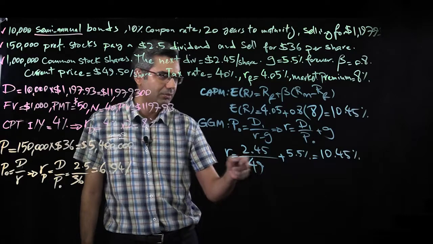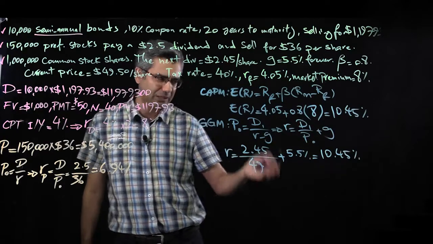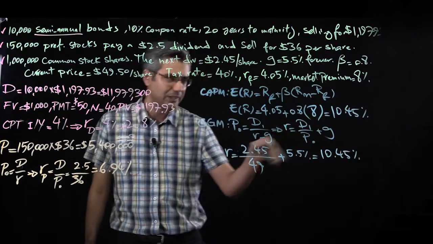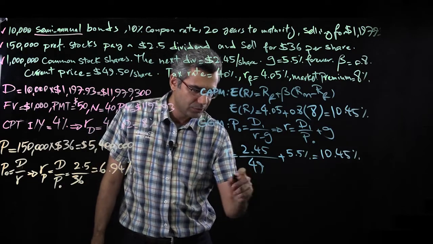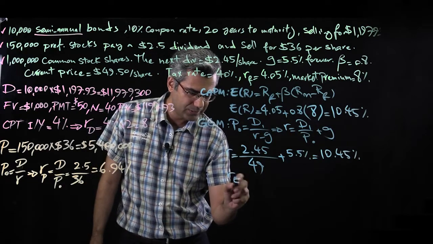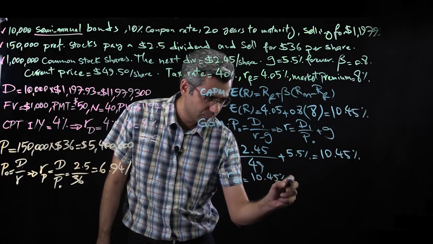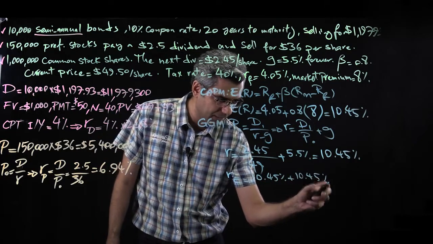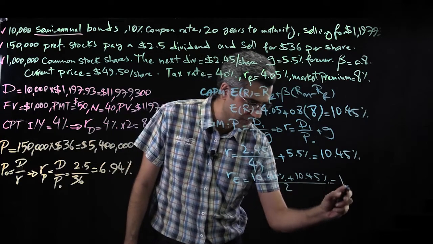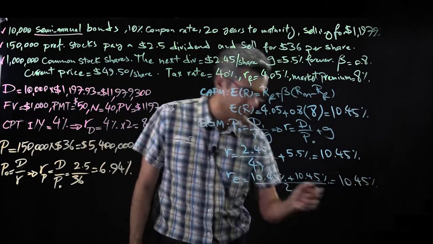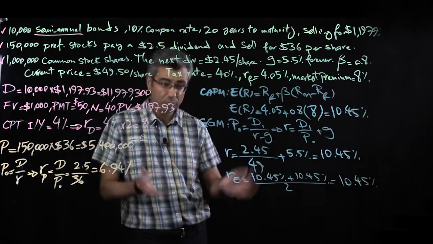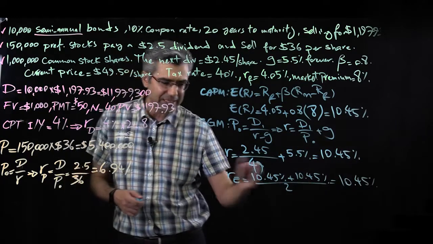So even if I compute the average, it will be the same. But in most cases they are different, right? You will get different results for these two methods. So for the cost of equity, I just compute the average, the mean of these two methods, and we get 10.45%. In most cases you will get different answers, and then you compute the mean and use that as RE.